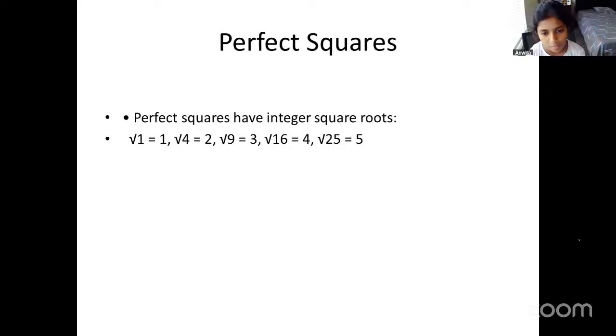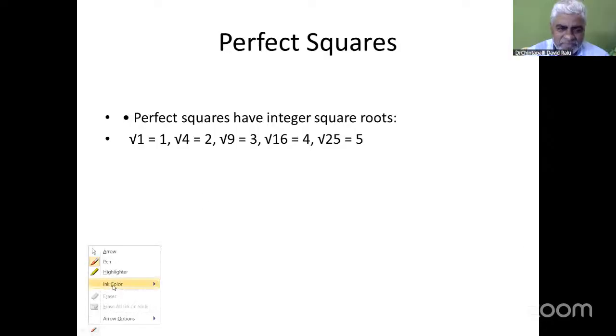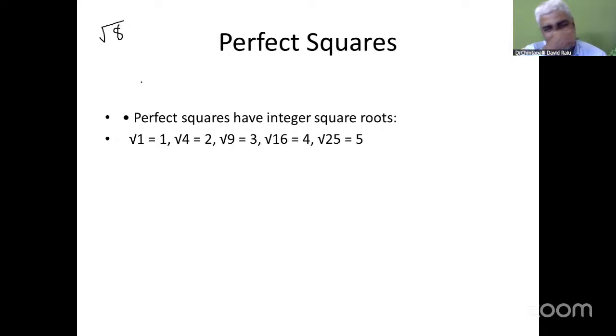Perfect squares have integer square roots. Those are called perfect squares. These are the examples for perfect squares. As we said in the previous discussion, we failed to find the integer root of 8, right? There is no integer.